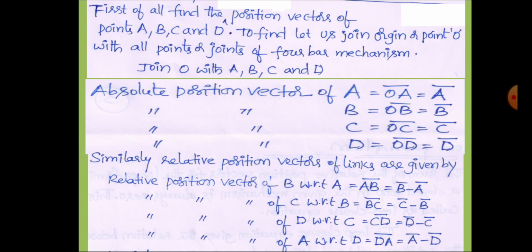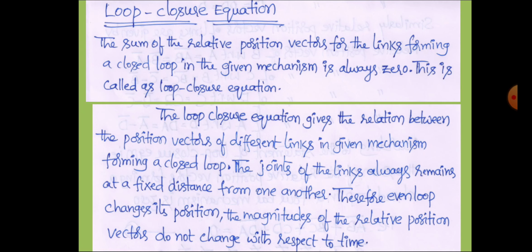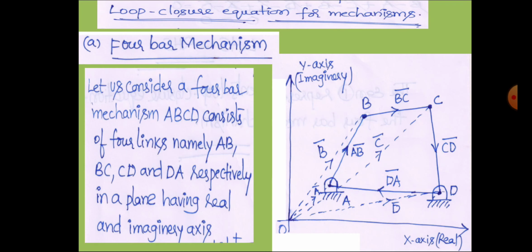Now first of all, let us find the position vectors of the points A, B, C and D. To find the position vectors of points A, B, C, D, what should I do? I should join the point O, which is the origin, with all the points. O to A, you join it. So direction you show from O to A and write it as A bar.